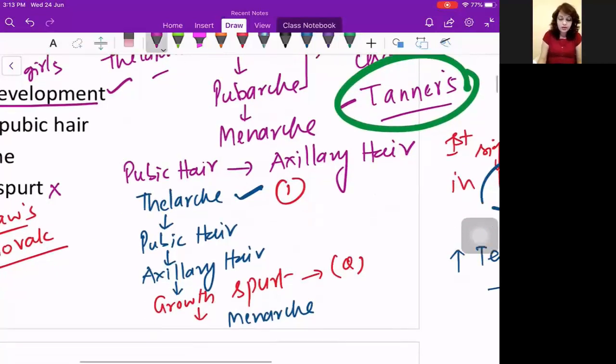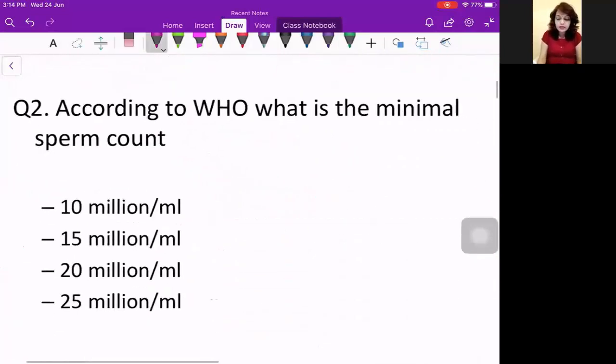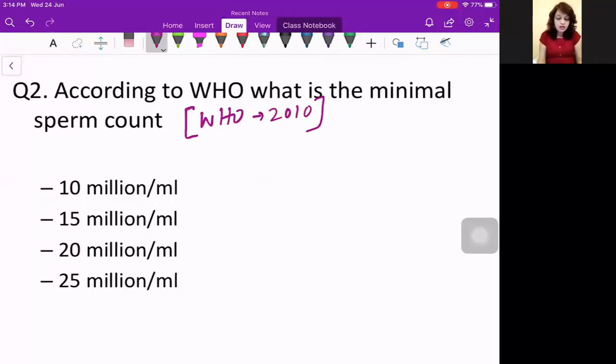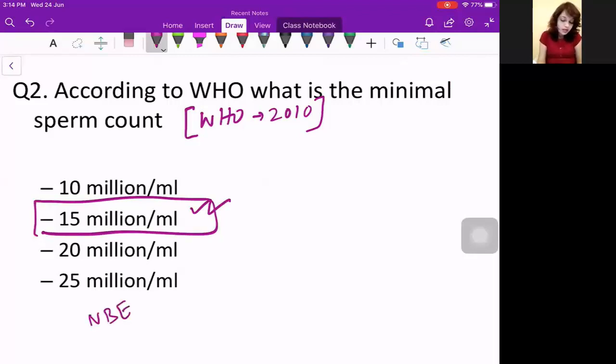Okay, so we move on to the second question. According to the WHO, what is the minimal sperm count? WHO has given the changed criteria in 2010. The options given in this question are 10 million per ml, 15 million per ml, 20 million per ml, or 25 million. So the correct answer is 15 million per ml. This is a very, very straightforward question, and it has been asked in many exams, including the NBE exam of 2019. Okay, so this is one of the favorite questions.